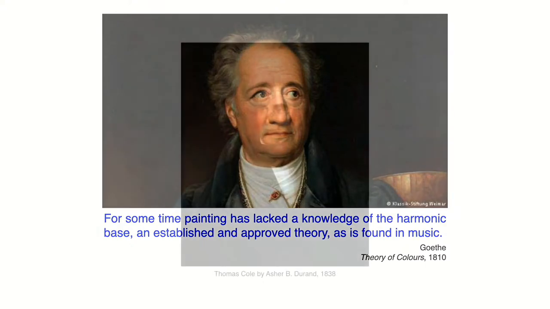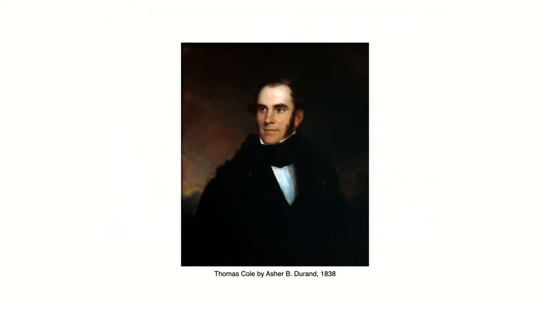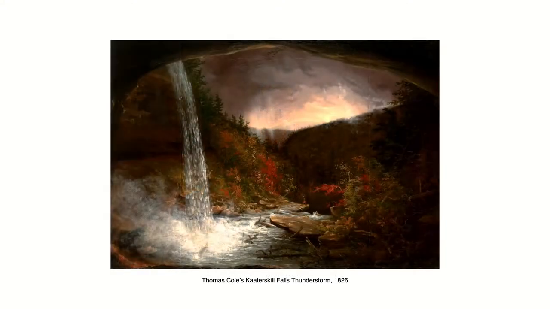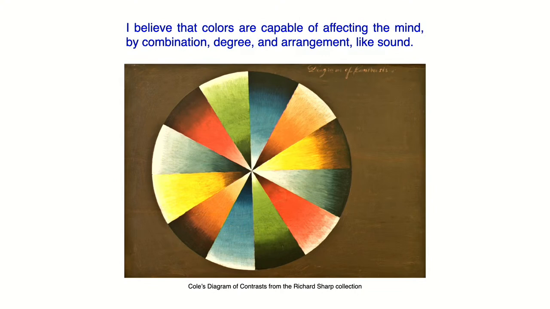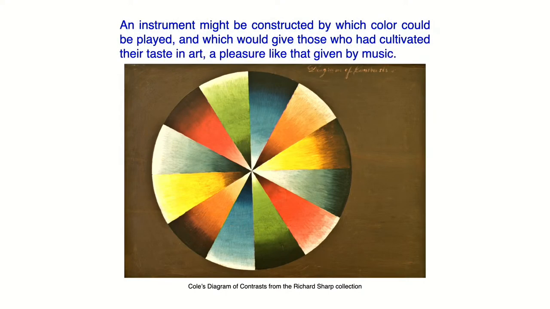My favorite 19th century moment comes when the American landscape artist Thomas Cole, who was known for paintings like this one, produced this one. On November 5th, 1834, Cole wrote in his diary, "I made a small circular diagram of color today. It reminded me of an experiment I have long wished to try and have thought a good deal about. The idea was suggested by something I read when a boy. I do not know where. It is what may be called a music of colors. I believe that colors are capable of affecting the mind by combination, degree, and arrangement, like sound," he wrote. He went on to propose that an instrument might be constructed by which color could be played and which would give to those who had cultivated their taste in art a pleasure like that given by music.